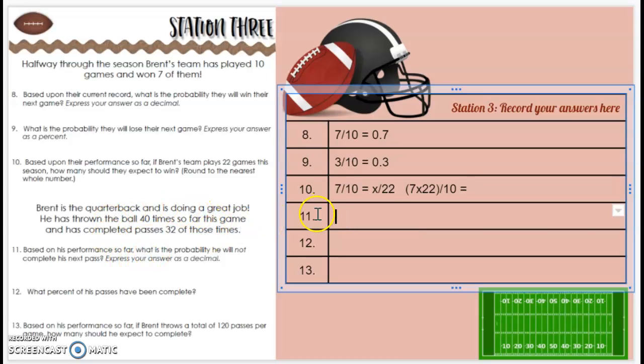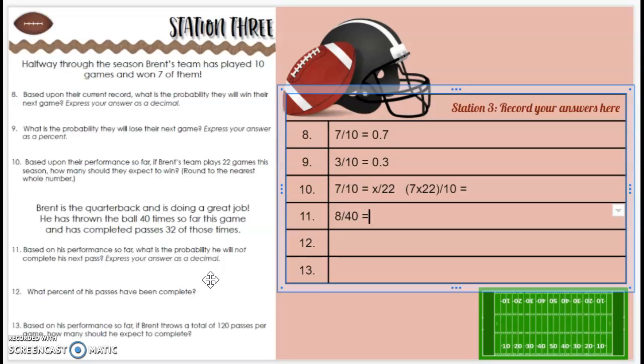Okay, so 11, 12, and 13, we're going to base our information off of this criteria right here. So Brent is the quarterback and is doing a great job. Good job, Brent. He has thrown the ball 40 times so far this game and has completed 32 of those passes. So based on his performance so far, what's the probability he will not complete his next pass? So if he's completed 32, how many did he not complete? Well, 40 minus 32 gives us 8. So 8 out of 40 he did not complete.